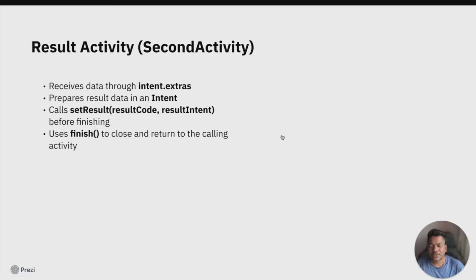So by this, we have covered the 2 points, which is receive data through intent extras and prepare result data in intent. So now we check the third point. We prepare for the third point: call set result with the result code and result intent before finishing. So we see this through code.